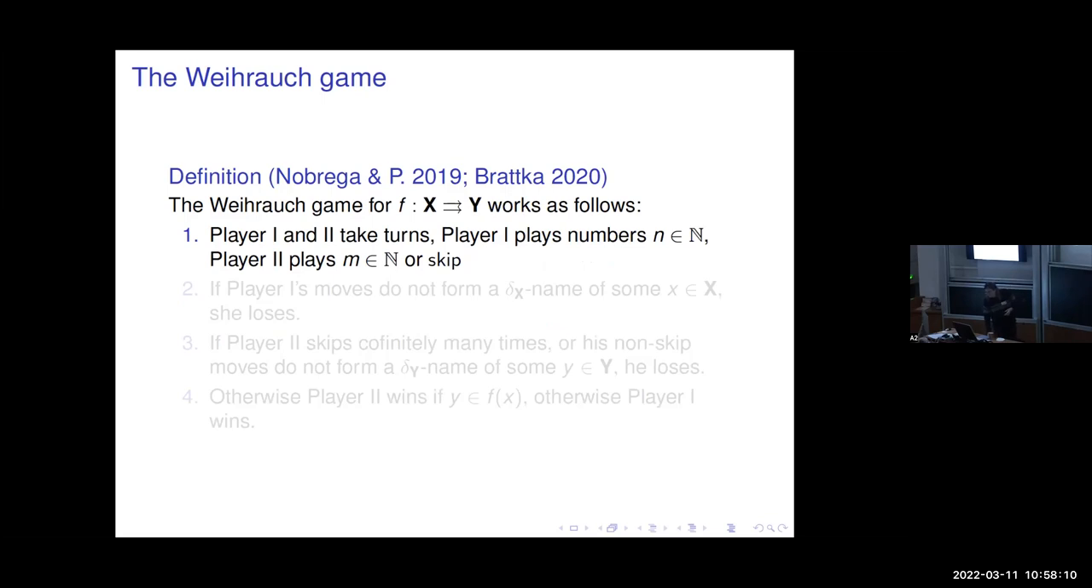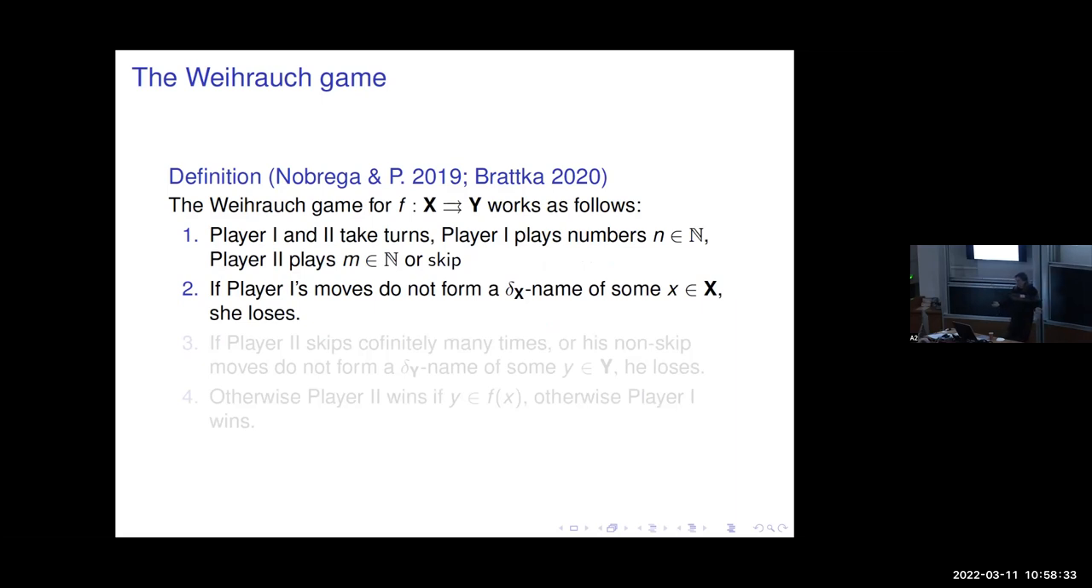It's basically just a variation of these usual rage games. You've got two players taking turns. Player one always plays some natural number. Player two can also play a number or skip. It goes on for omega many rounds. Player one is supposed to play a name for an element of the space X.